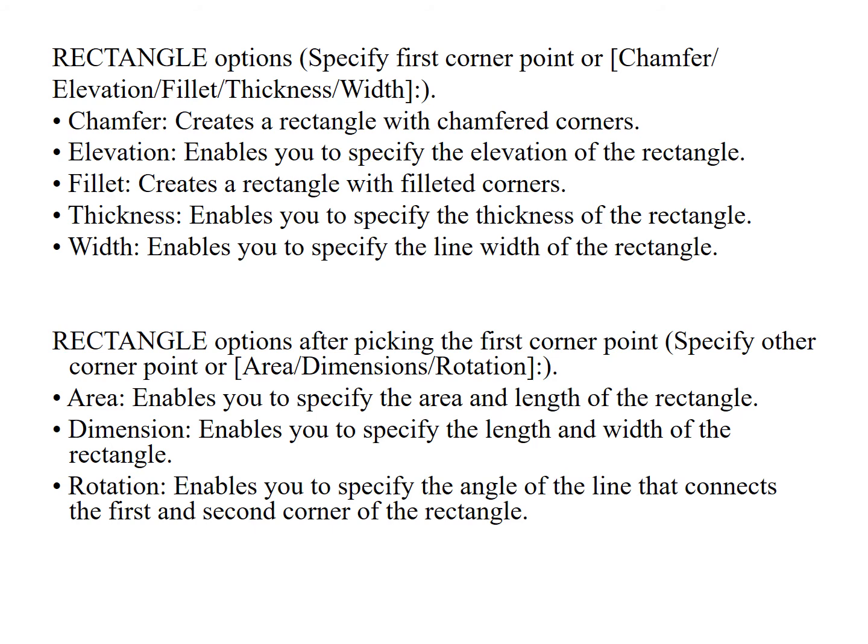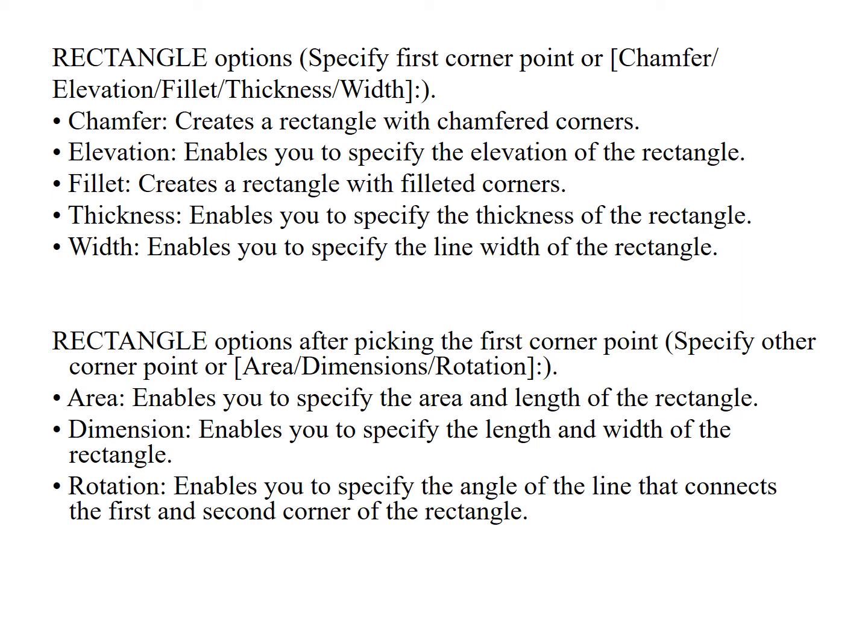Specify the first corner point, which includes different options like chamfer, which creates a rectangle with chamfered corners; elevation, which enables you to specify the elevation of the rectangle; fillet, which creates a rectangle with filleted corners; thickness, which enables you to specify the thickness of the rectangle; width, which enables you to specify the line width of the rectangle.